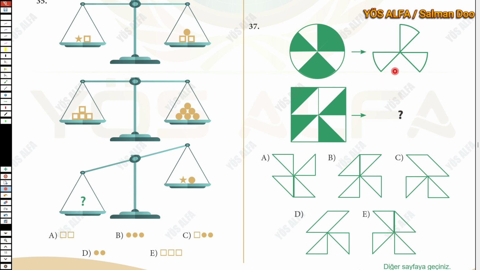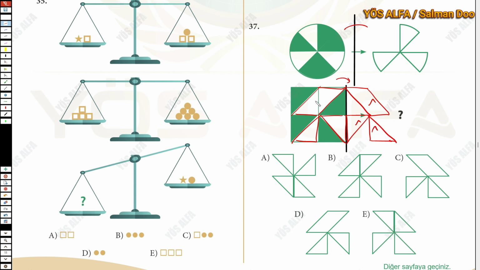37. The right part of the figure is the reflection of the white part about the y-axis. This is the axis, and the white part is reflected about this axis. So for the second part, we can just continue like this. Let's reflect it about this axis, and this line becomes that line, and this line becomes this line, and so on. This is our reflected part of the white shape on the left hand side. So the answer is C.